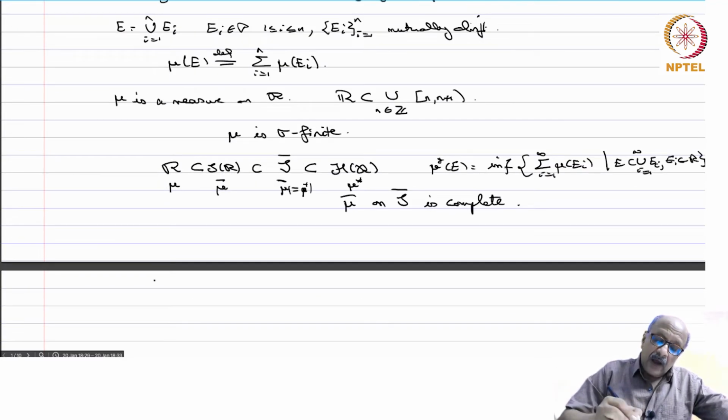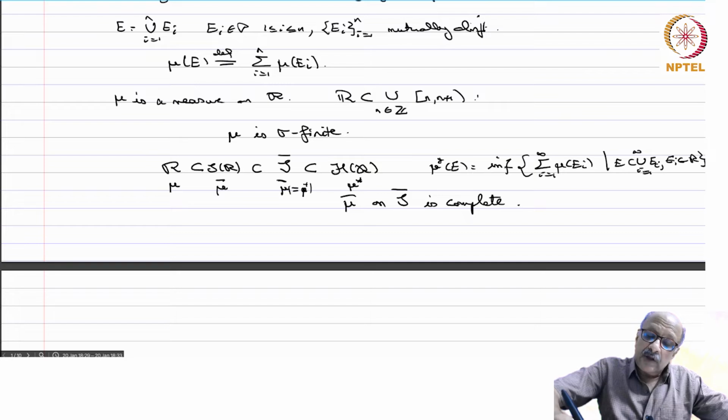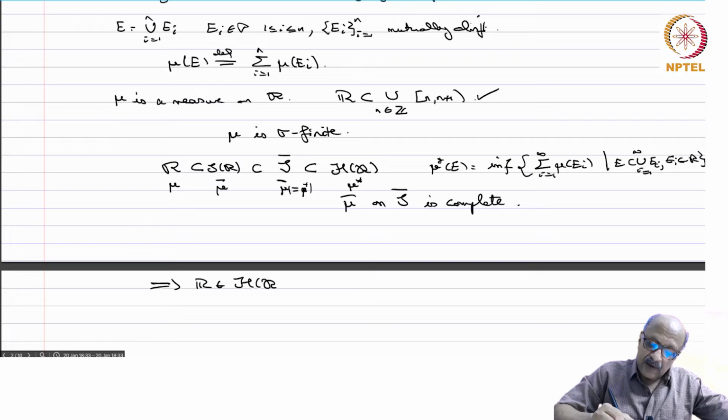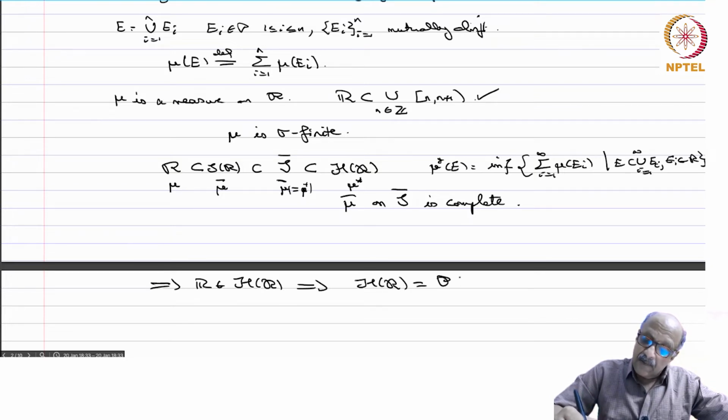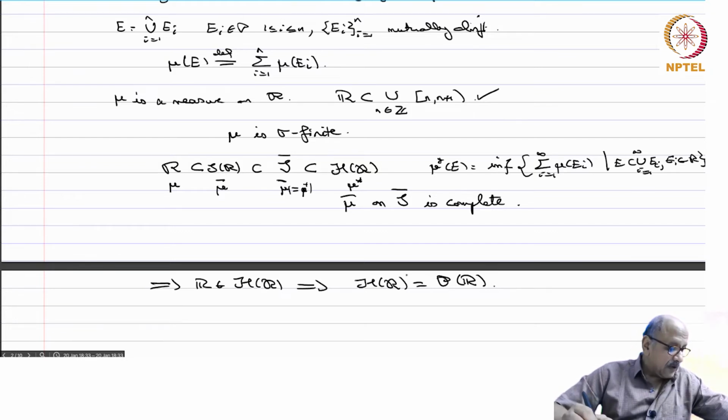Okay, since again R is the union of these, this implies that R itself belongs to H(R), and this implies that anything which can be covered by countable unions is a member of H(R), and therefore H(R), being hereditary, is nothing but the power set of R. So H(R) is nothing but the power set of R.